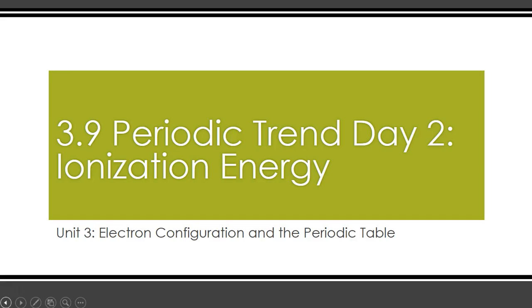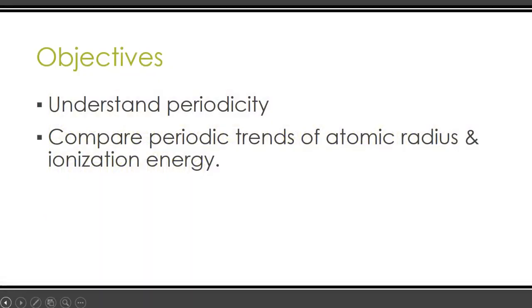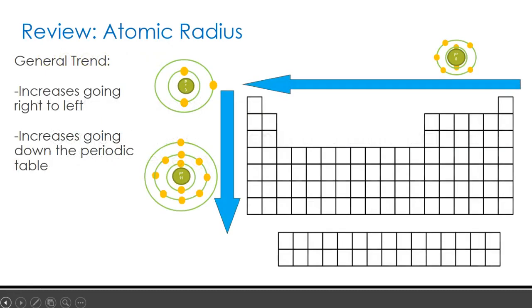This is our 3.9 video, Periodic Trends Day 2. In this video, we're going to talk about ionization energy. Our objective is to talk about the trend for ionization energy and compare that with the trend for atomic radius. So let's quickly review atomic radius and the general trend.